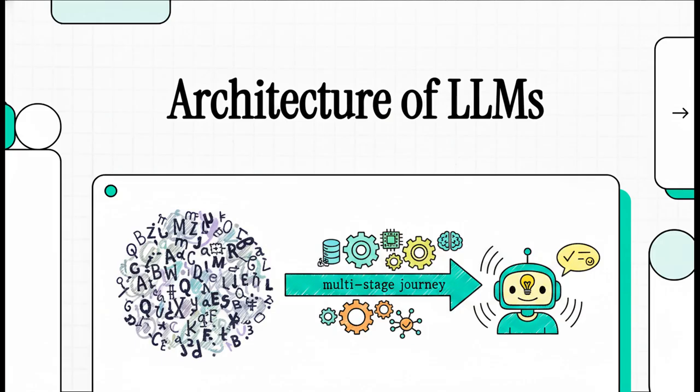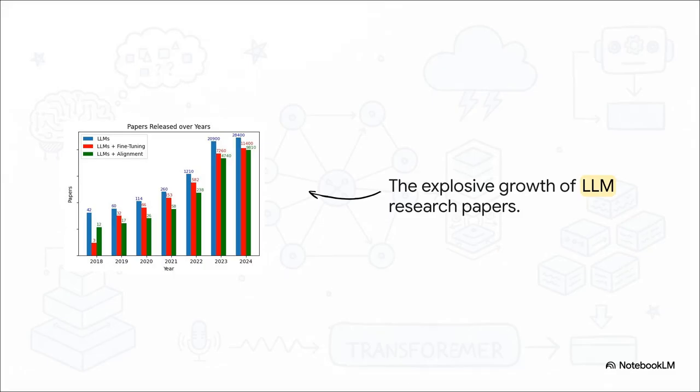Now, if you've been following the AI space at all, you know things are moving at light speed. But understanding exactly how these engines are built, well, that gives you a completely different perspective on what they can actually achieve. Just look at the sheer explosion of research on this graph. That hockey stick curve since 2018, it's absolutely wild. It proves just how fast the scientific community is racing to unlock human-level natural language processing.